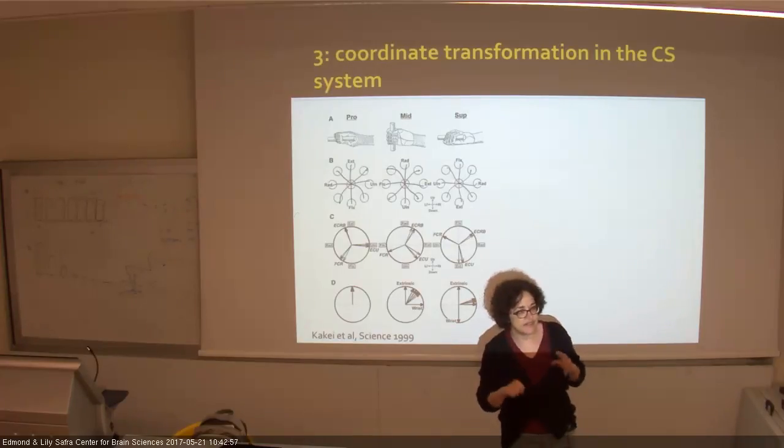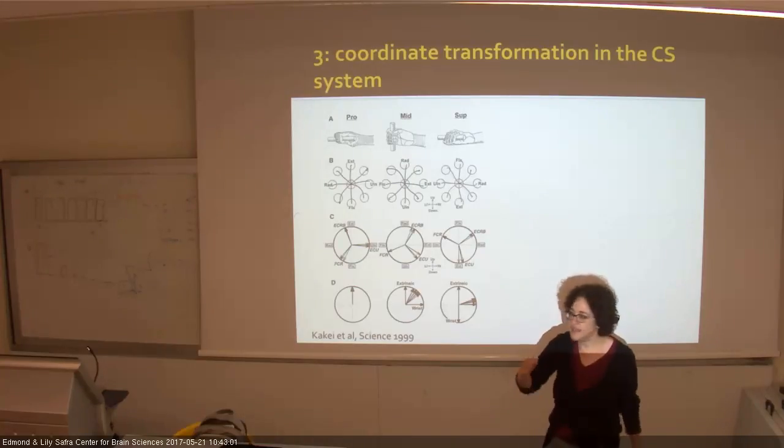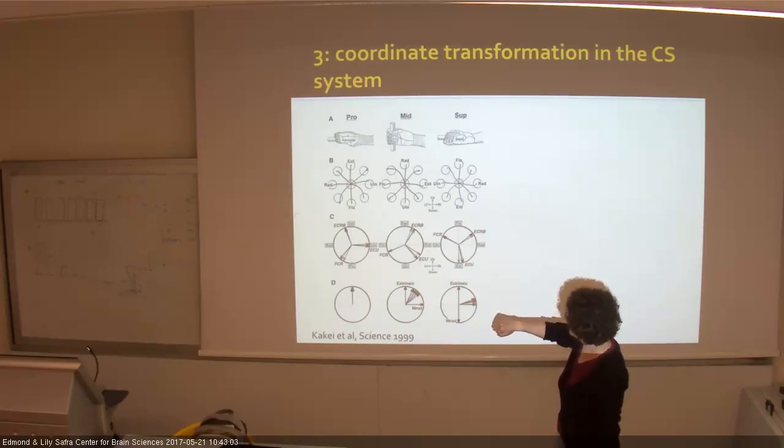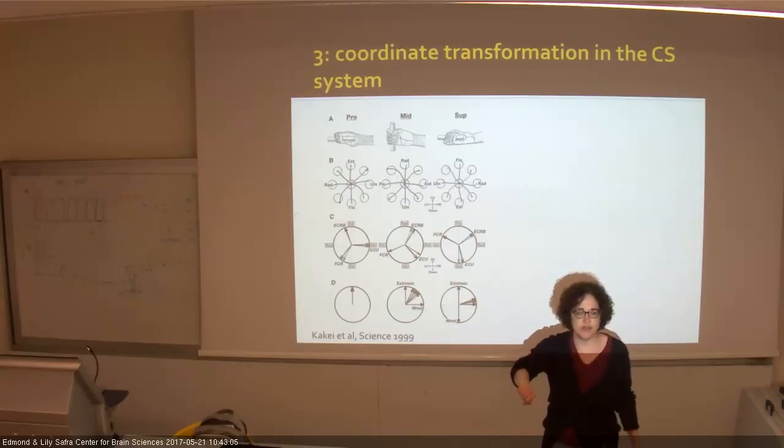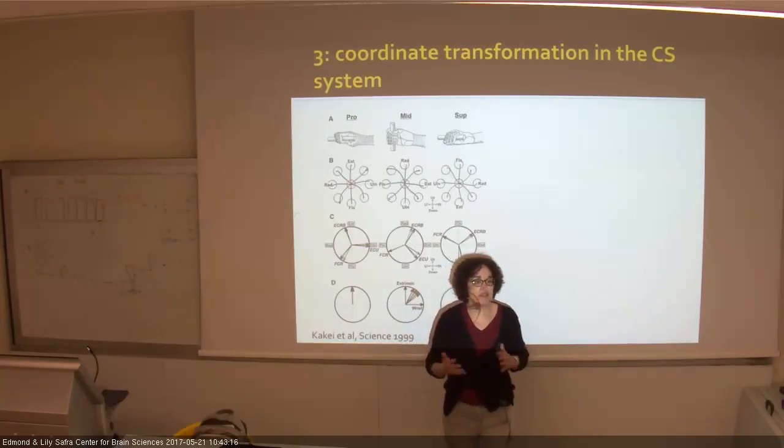If motor cortical cells dictate or code movement in joint space, what should be the shift? How many degrees do we shift from pronation to supination? 180. Now, what if the coding is of muscles?